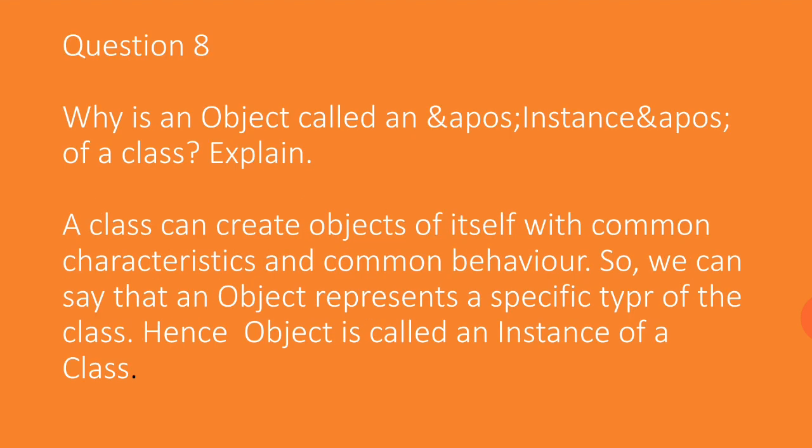Then question number 8, why is an object called an instance of a class? Explain. A class can create objects of itself with common characteristics and common behavior. So we can say that object represents a specific type of the class. Hence object is called an instance of a class.